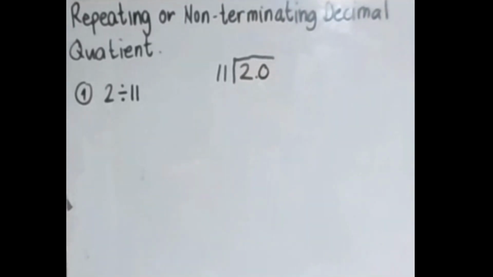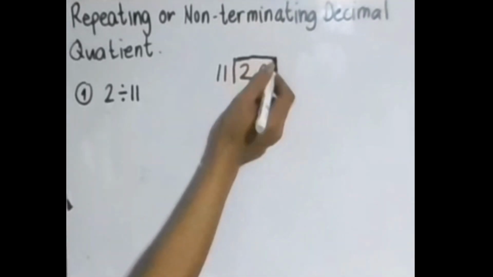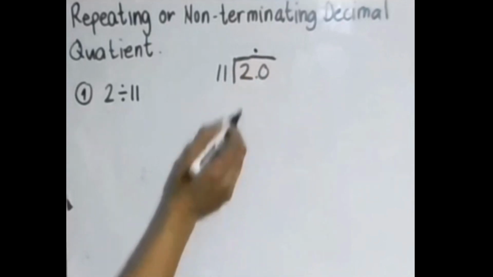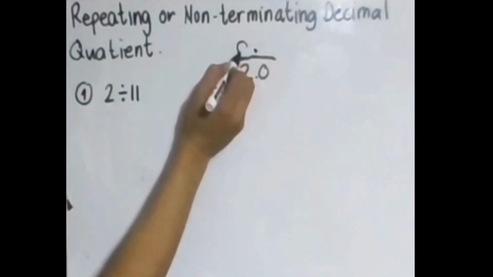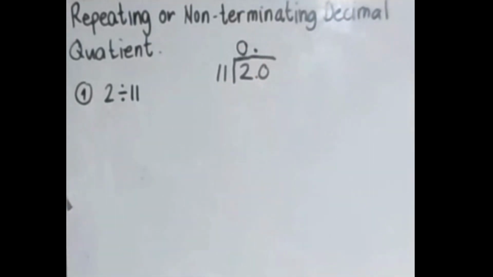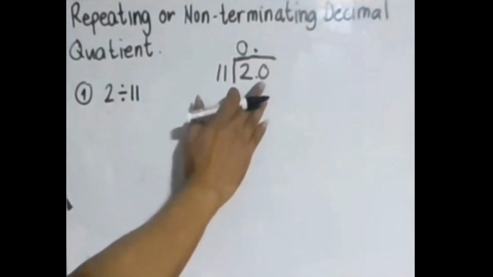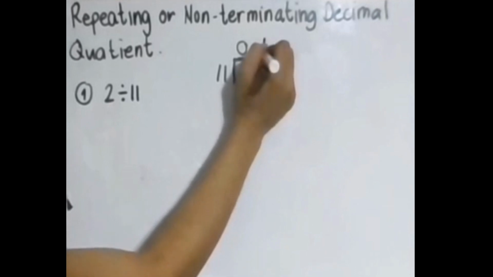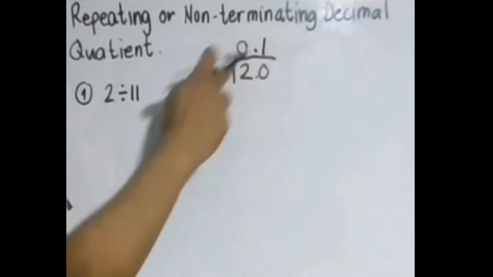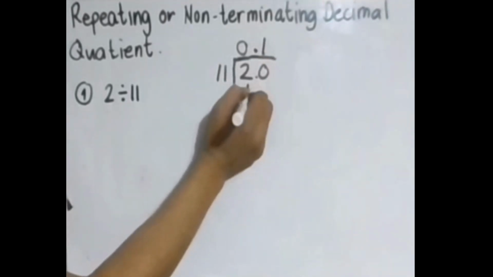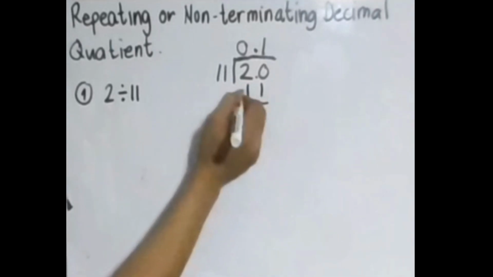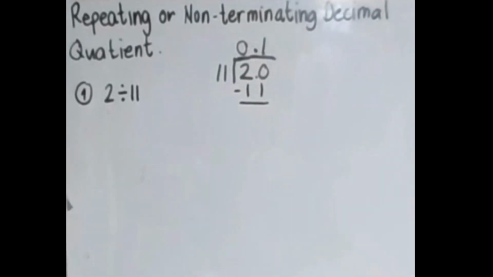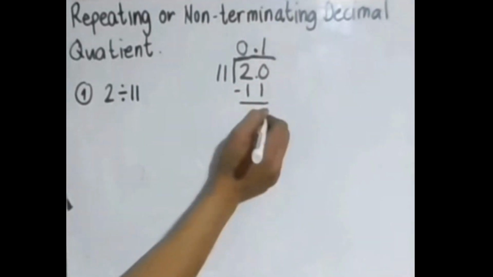So, para hindi ulit malito, kopyahin na agad ang decimal point sa itaas. Then, lagyan ng 0 bago ang decimal point. Malinaw yun mga bata ah. Then, now let us divide. 20 divided by 11 is equals to 1. 1 times 11 is equals to 11. Subtract. 20 minus 11 is equals to 9.